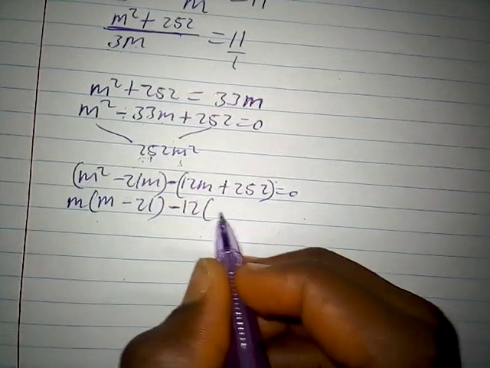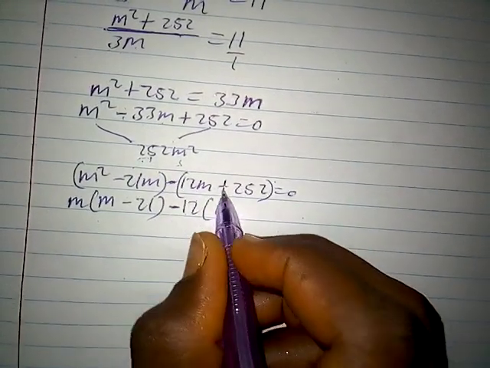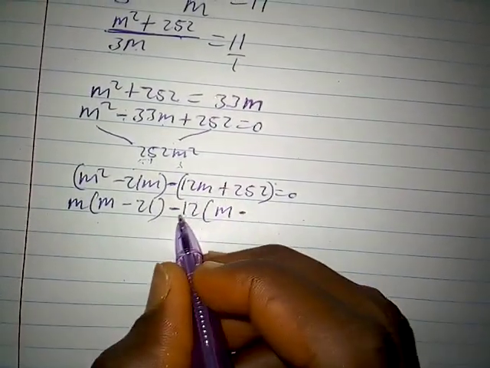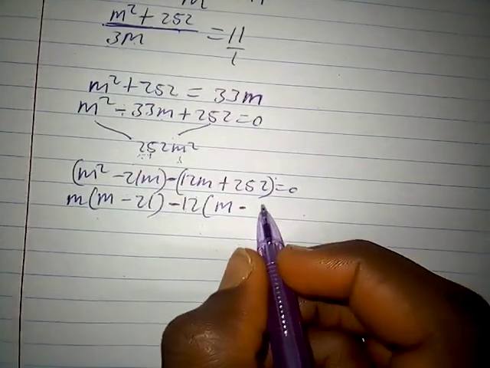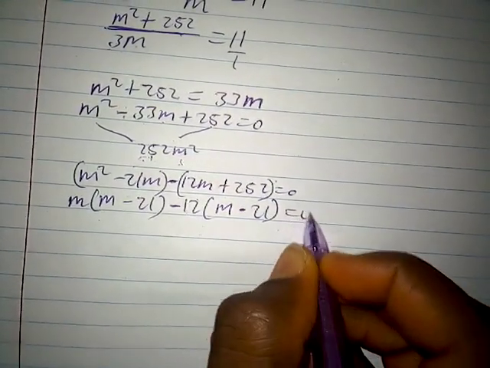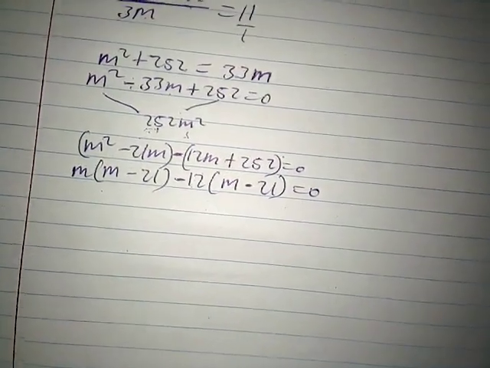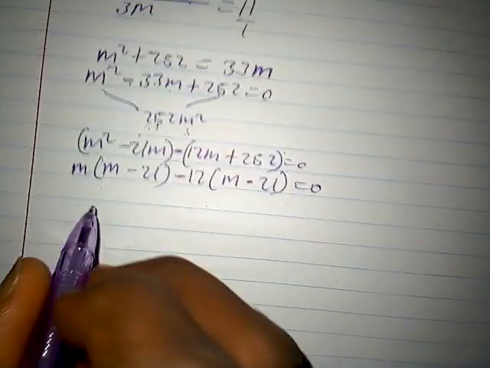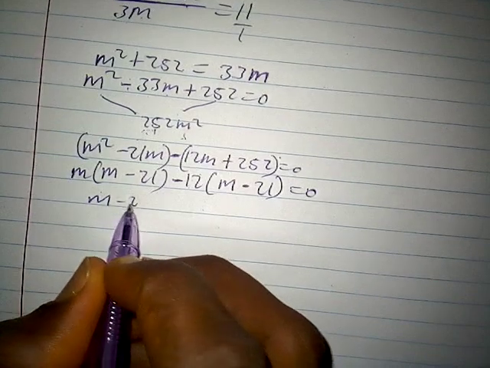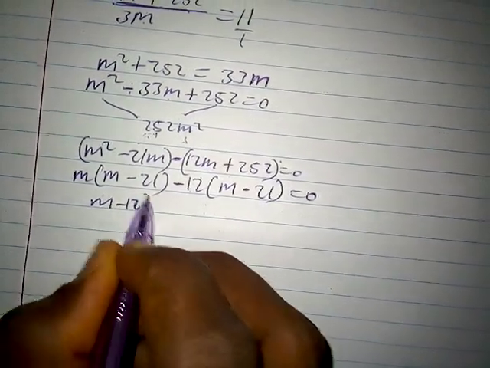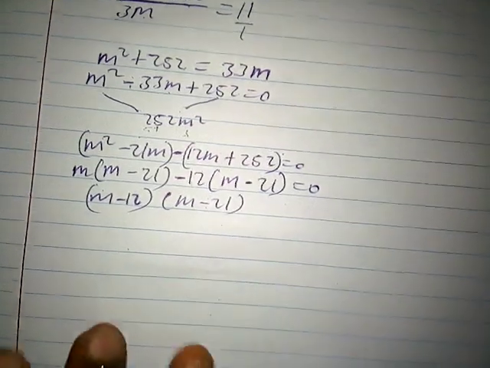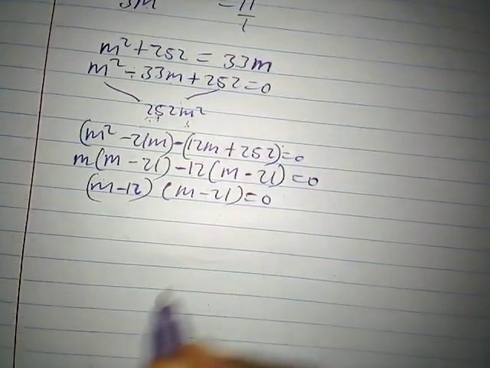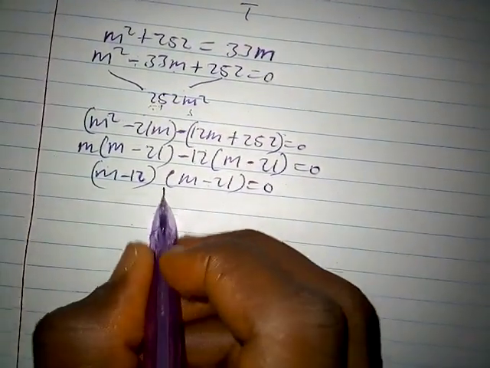12 into 12m is just m. Minus times plus is minus. 12 into 252 is just 21, equals 0. Now we take the numbers, the digits outside the bracket. So say m minus 12. Here we say m minus 21. Good. We say equals 0. What are we going to do? We find the value of m.